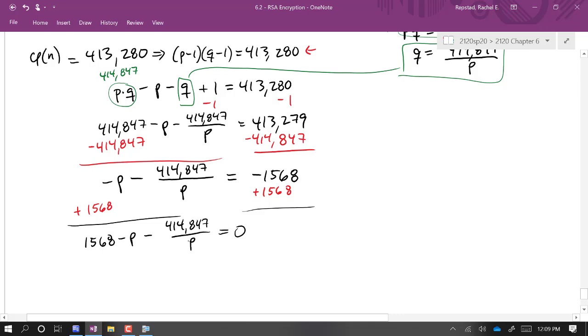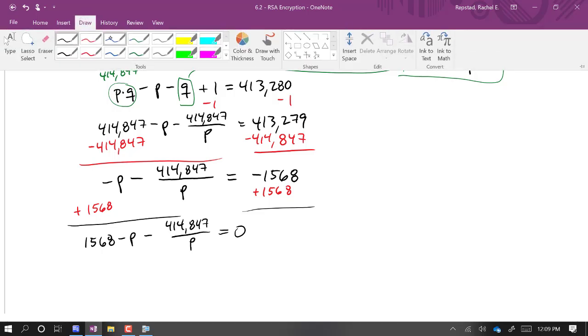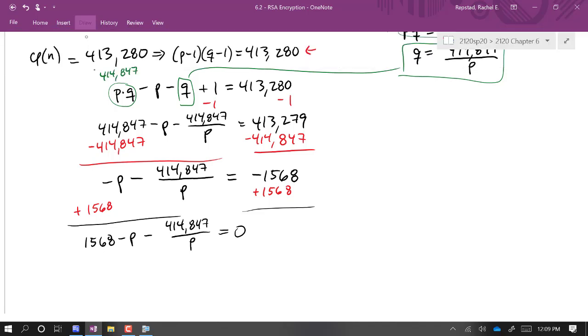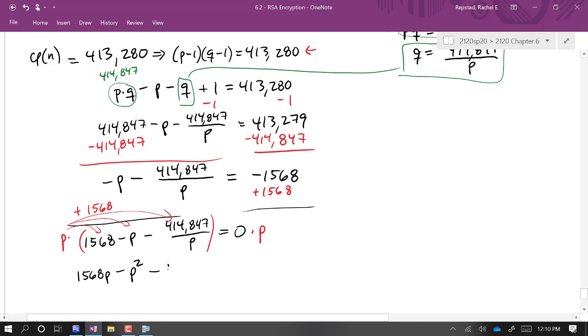Now, one of our obstacles is that we have our variable in the denominator, and that's a problem for us. So we're going to fix it by multiplying everything, both sides, by p, right? And on the left side, that factor p will distribute. So now we have 1568p minus p squared minus 414,847.